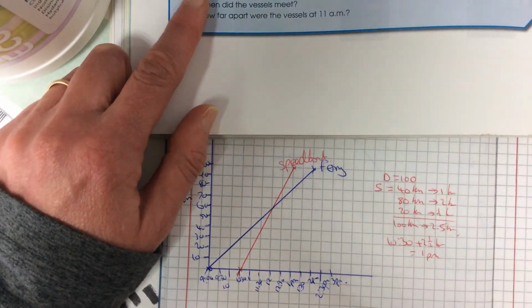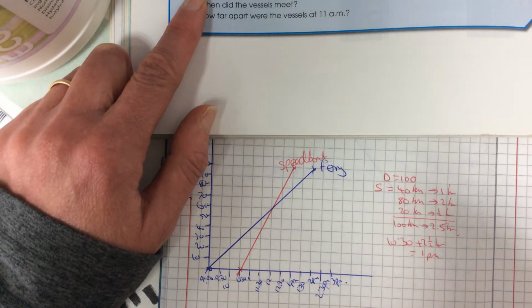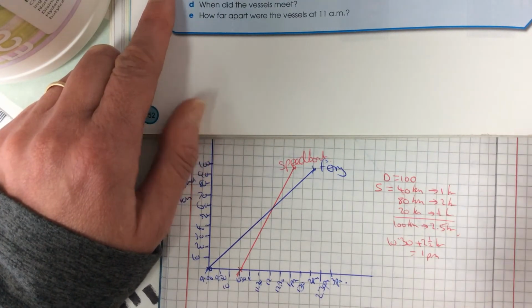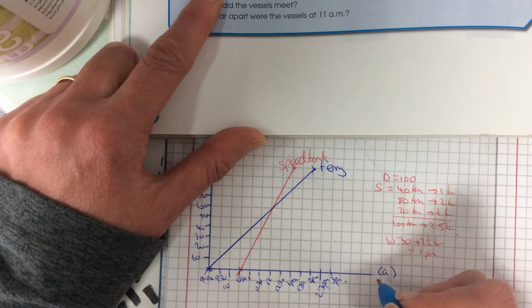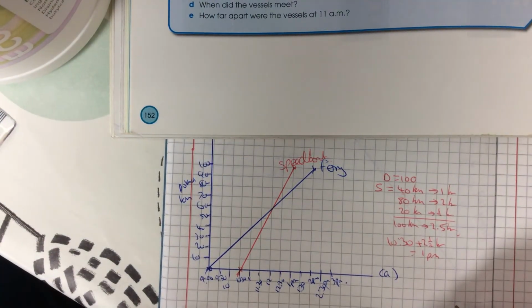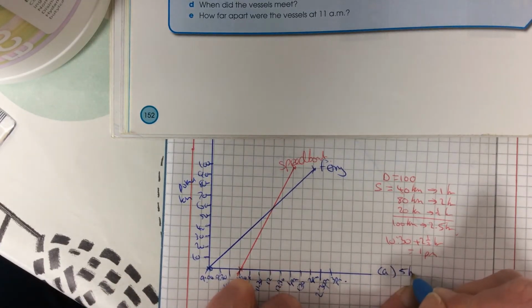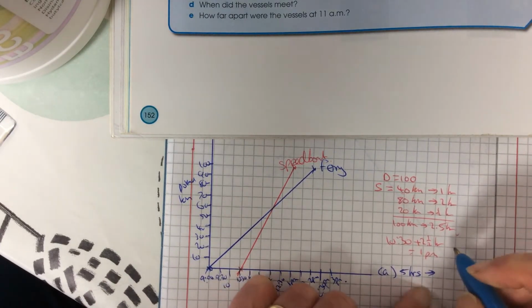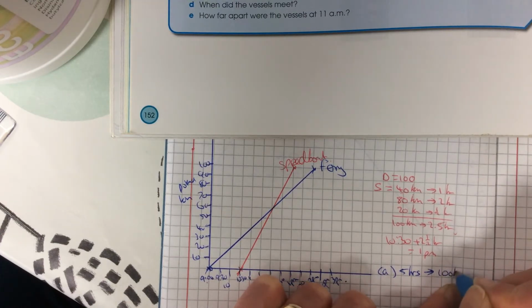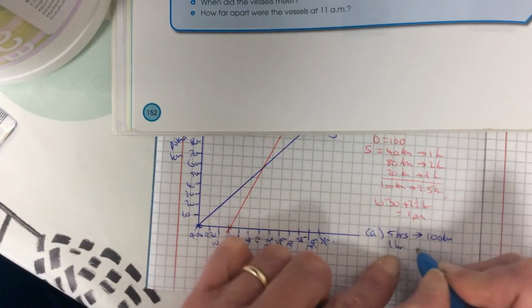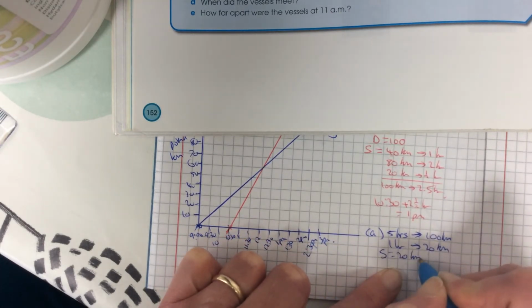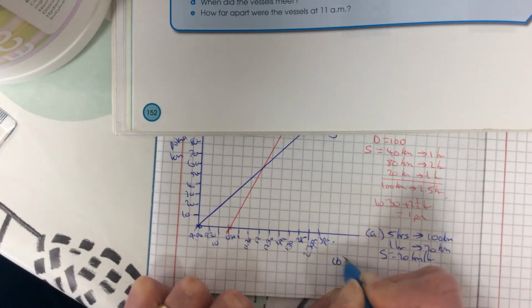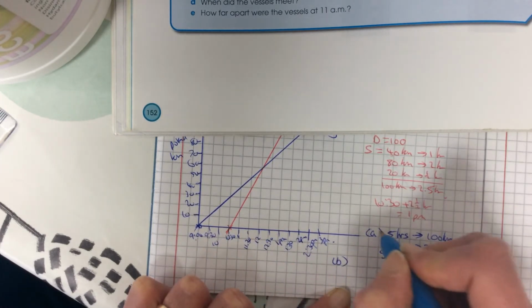Now, that's our graph done. Now I've got to answer a few wee questions, okay? So part A, what was the speed of the ferry? Well, the ferry took 1, 2, 3, 4, 5 hours. So it took 5 hours to go a distance of 100 kilometres. Now, speed is always measured in how far you go in 1 hour. So in 1 hour, if you divide by 5, it's 20 kilometres. So its speed is 20 kilometres per hour. Part B, the speed. So that was part B.